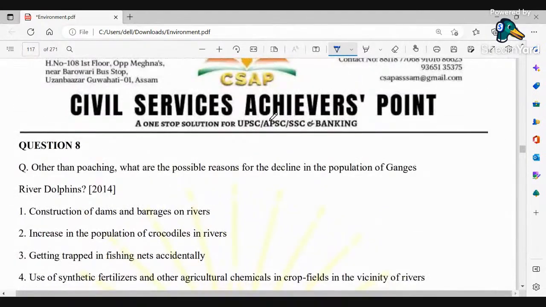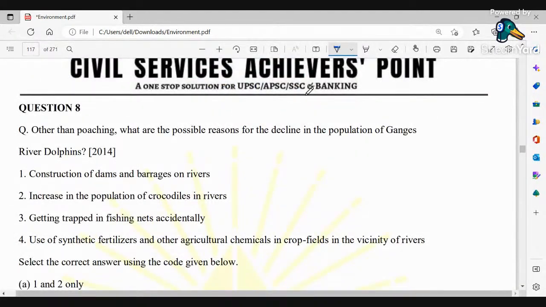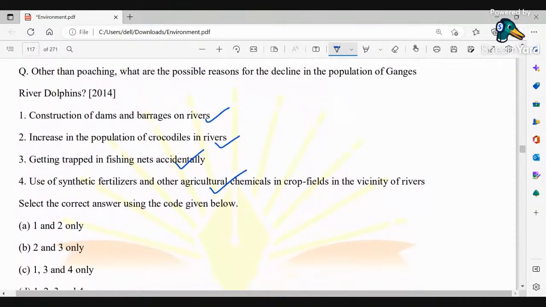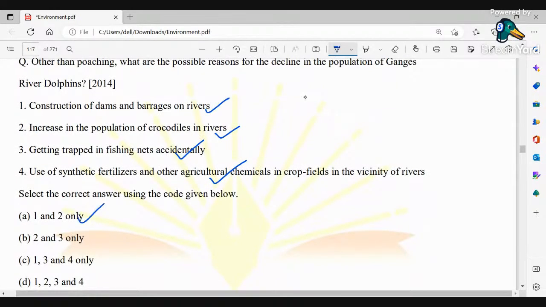Next. Other than poaching, what are the possible reasons for the decline in the population of Ganges river dolphin? 1. Construction of dams and barrages. 2. Increase in the population of crocodiles in rivers. 3. Getting trapped in fishing nets accidentally. 4. Use of synthetic fertilizers and other agricultural chemicals in crop fields in the vicinity of rivers. Which of the following options are correct? 1 and 2, 2 and 3, 1, 3 and 4, or all the options are correct. Anyone with the correct answer can please comment.